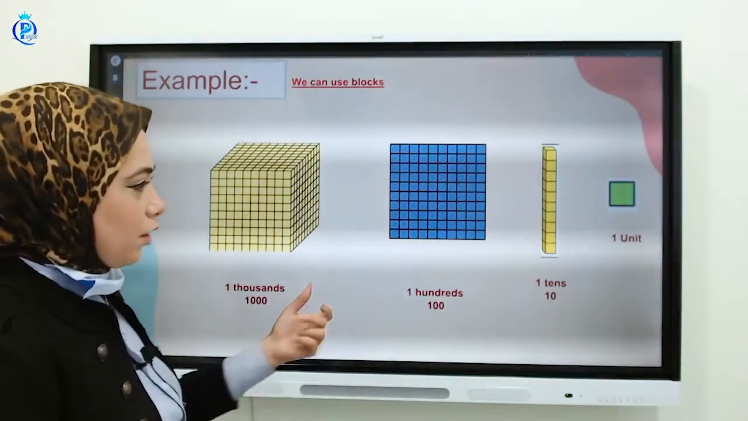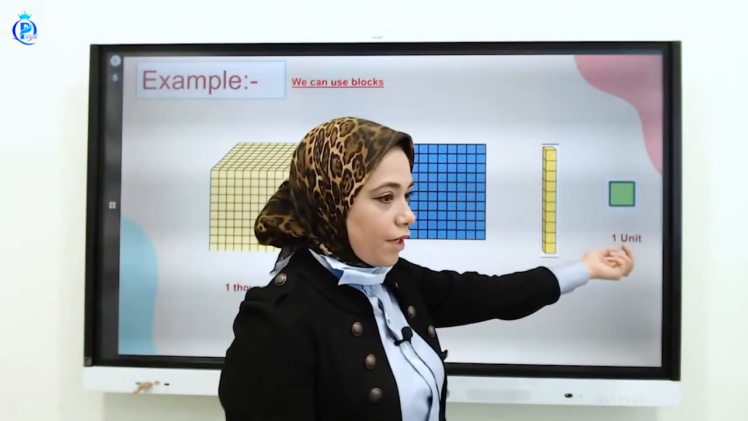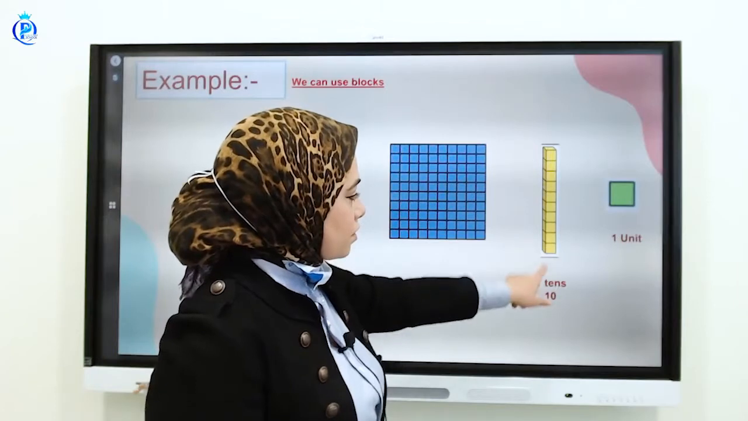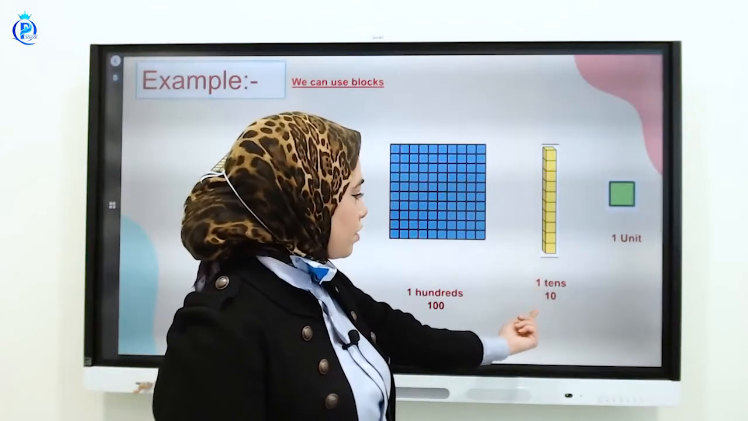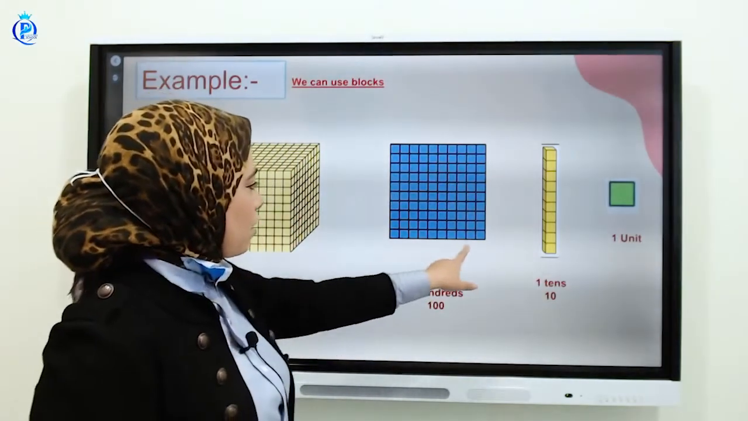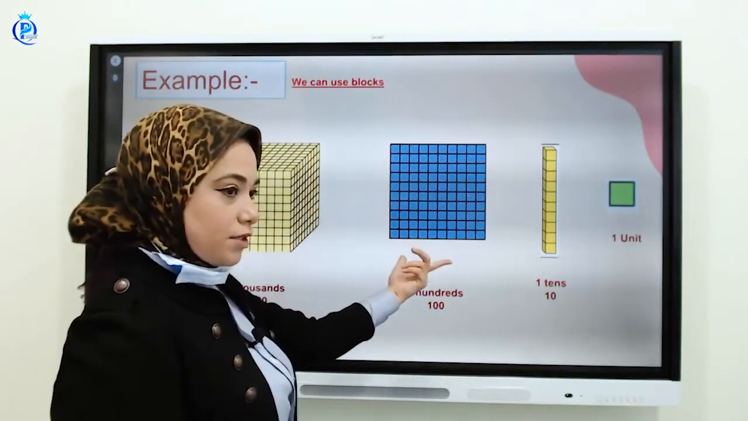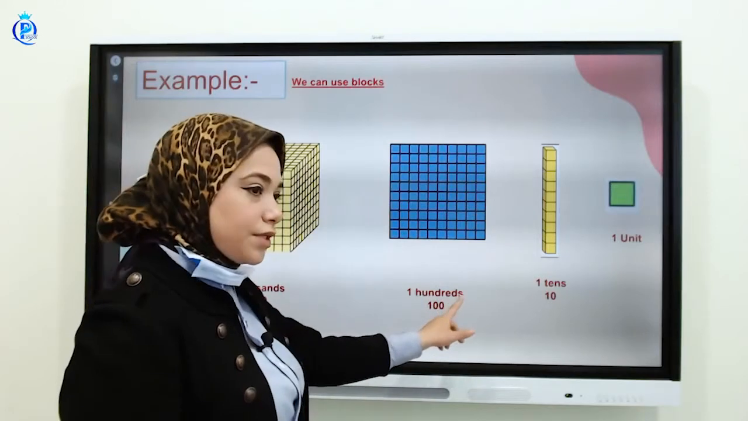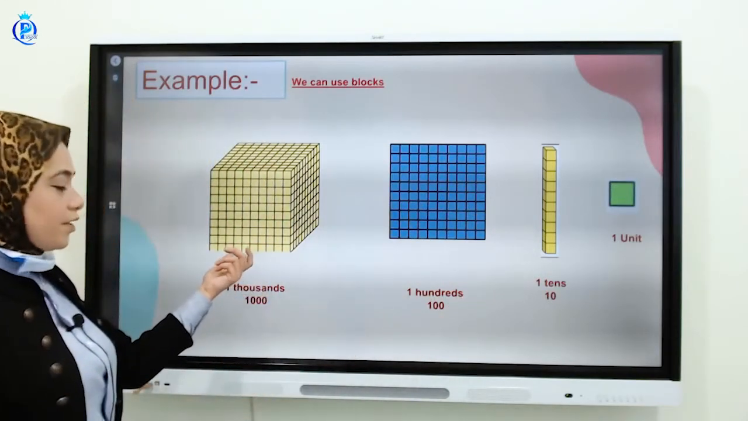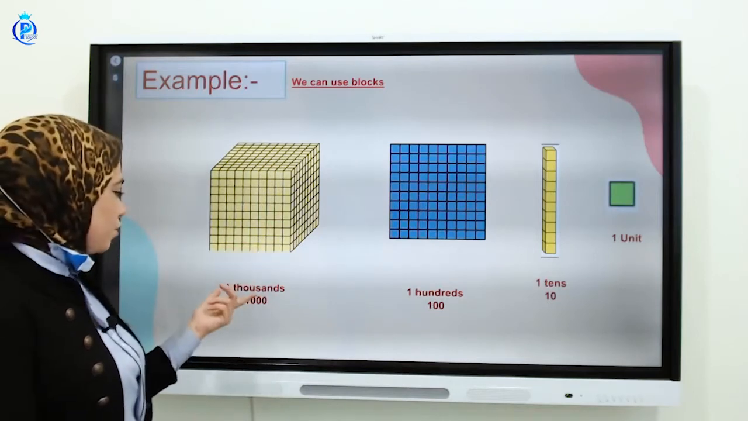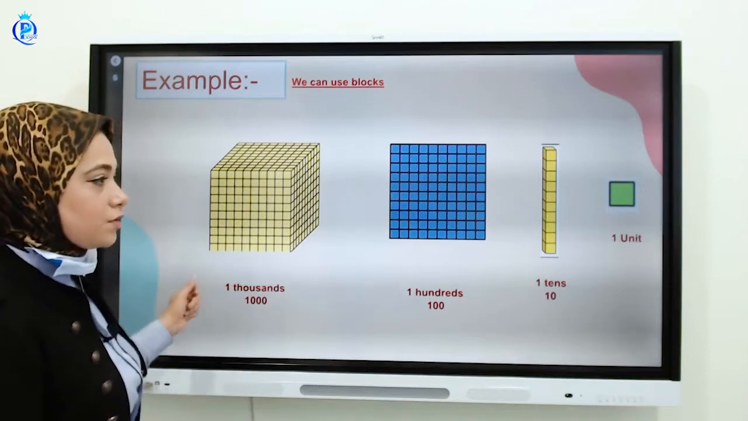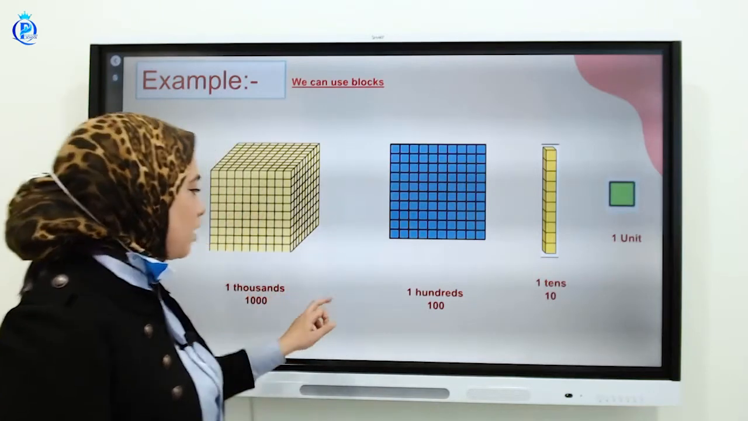Look at this. Here, this was a small square with 1 unit. These 10 squares are 1 tens, or 10. What about 100 squares? 100 squares is 100s, or 100. What about this cube? This cube is 1,000. Okay, so I can represent numbers by using squares.